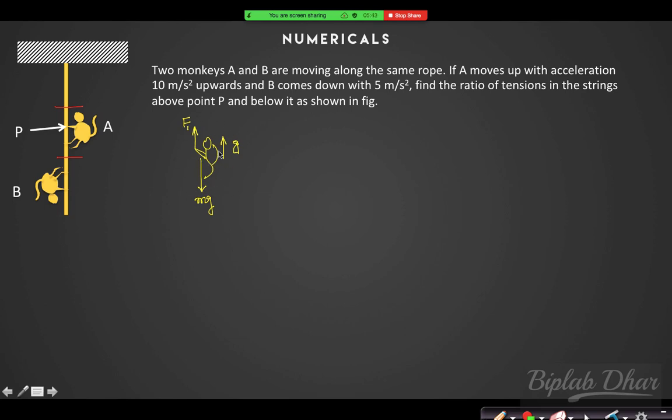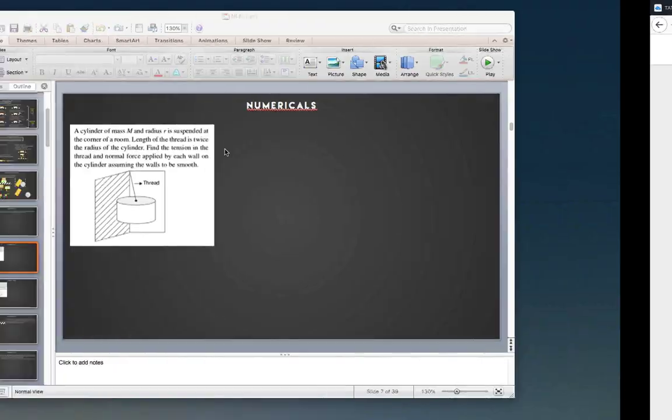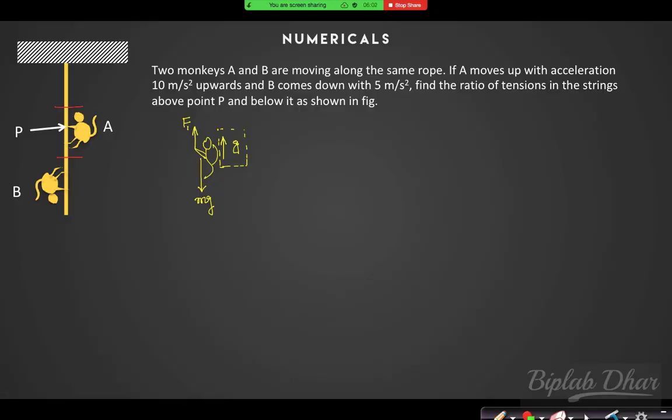Can you draw the free body diagram? Whenever you draw acceleration on a free body diagram, do not draw the acceleration inside the body. Always keep the acceleration out from the body. Understood? So here I have drawn the acceleration out of the body, and let us assume this acceleration is g upward. Can you draw the free body diagram and tell me what is the force F1 in this case?